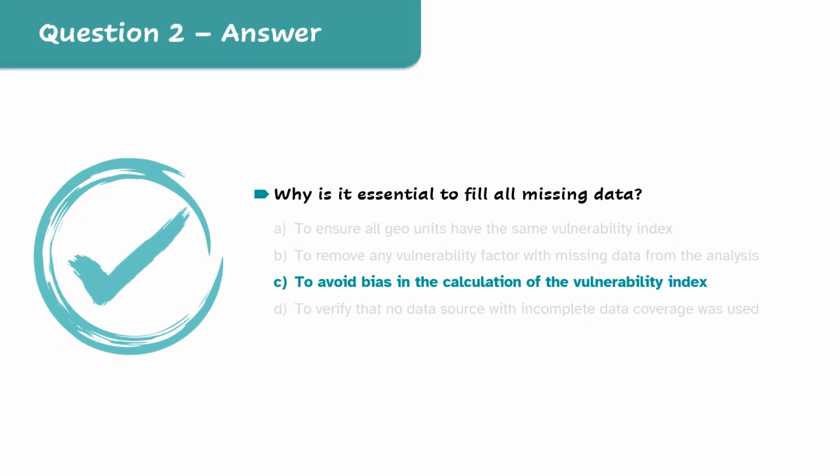The correct answer is C. All missing data should be filled in order to avoid bias in the calculation of the vulnerability index.